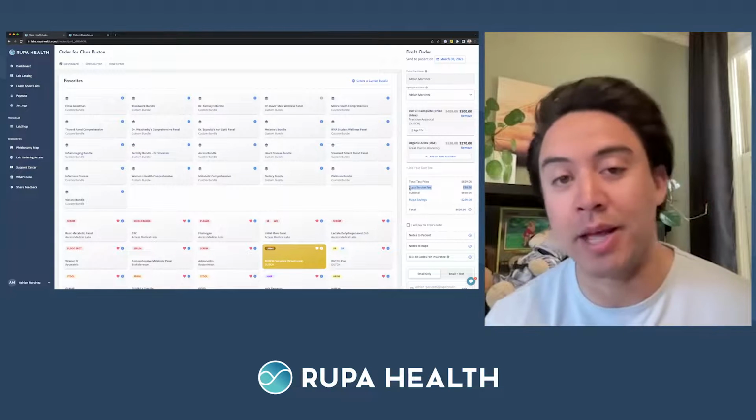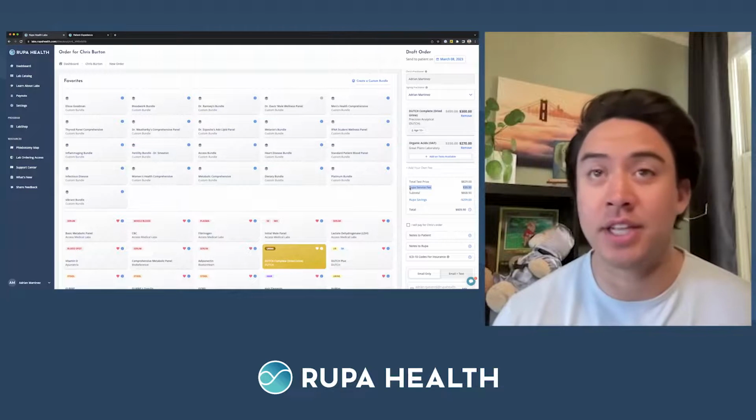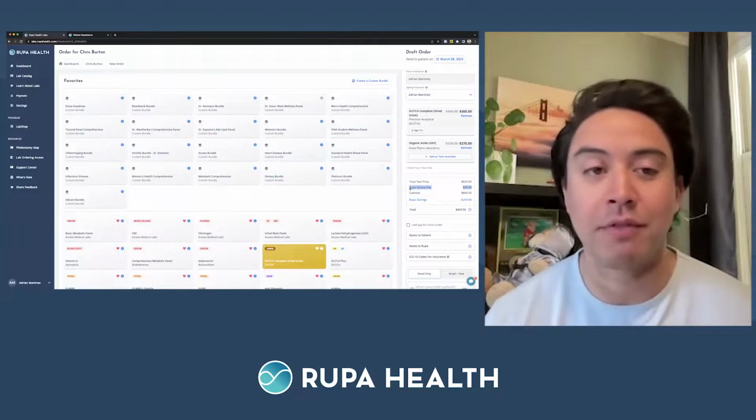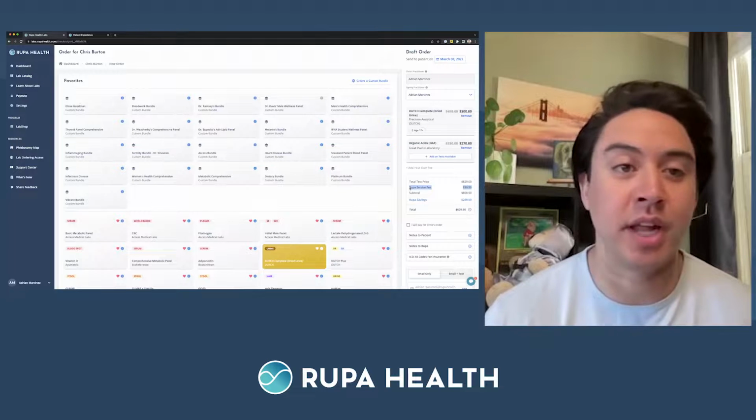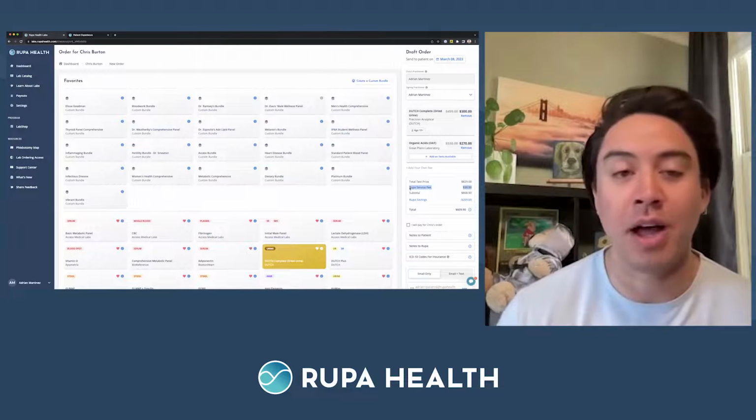The only time you would ever pay anything to Rupa Health is if you decide to pay for the costs yourself of the tests, and then you can bill the patient separately outside of our platform. If you're having us manage billing each order with the patient, then you'll never pay anything to Rupa, and that's the beauty of our platform.